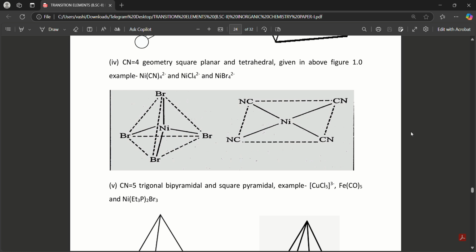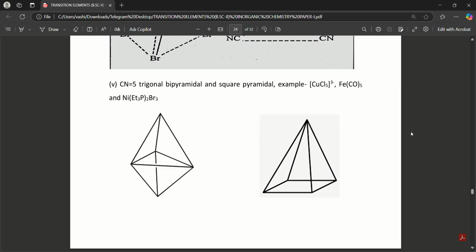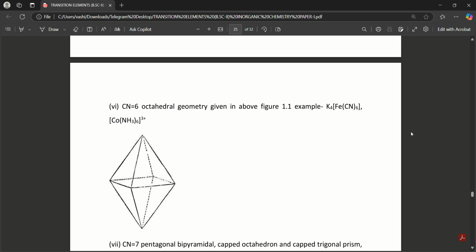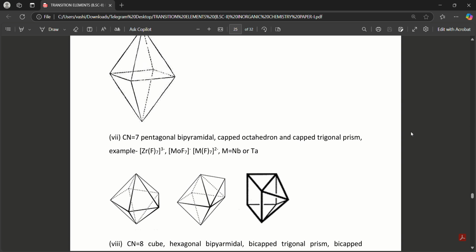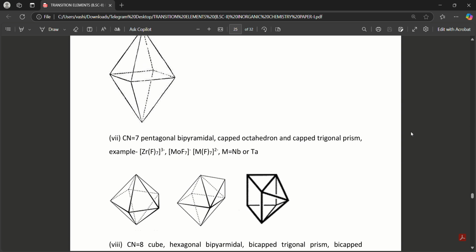CN equal to 5: trigonal bipyramidal and square pyramidal. Examples: [CuCl5]3-, Fe(CO)5 and Ni[P(OEt)3]2Br3. CN equal to 6: octahedral geometry, given in the above figure 1.1. Examples: K4[Fe(CN)6] and [Co(NH3)6]3+.